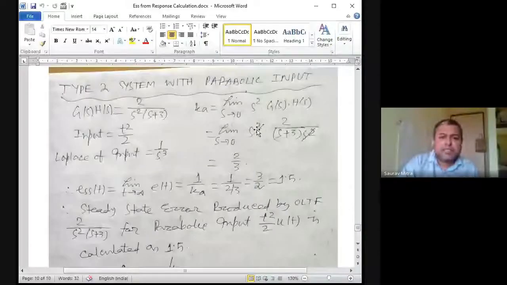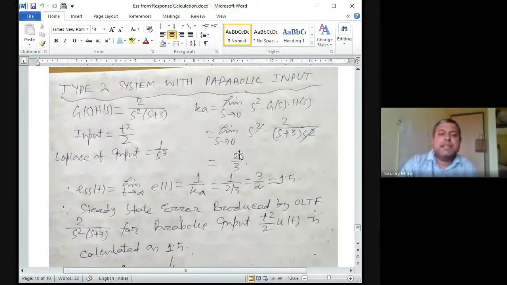The last response, which is very important, is for G(s)H(s) equal to 2 by s square into (s plus 3), with input as 1 by s cube. So if you are giving the parabolic input, what is going to happen? Ka is the limit as s tends to 0 of s square into G(s)H(s). Only this kind of numerical will be asked in the exam. The direct constants will be how much is Kp, Kv, Ka, and accordingly you can find the steady state error for step, ramp, and parabolic input.